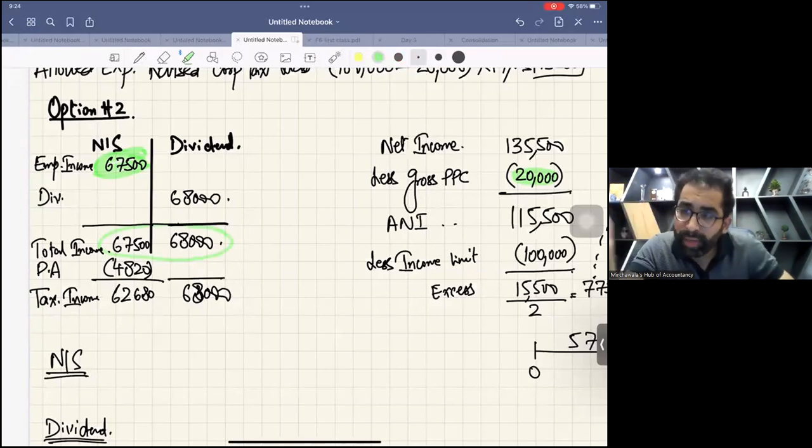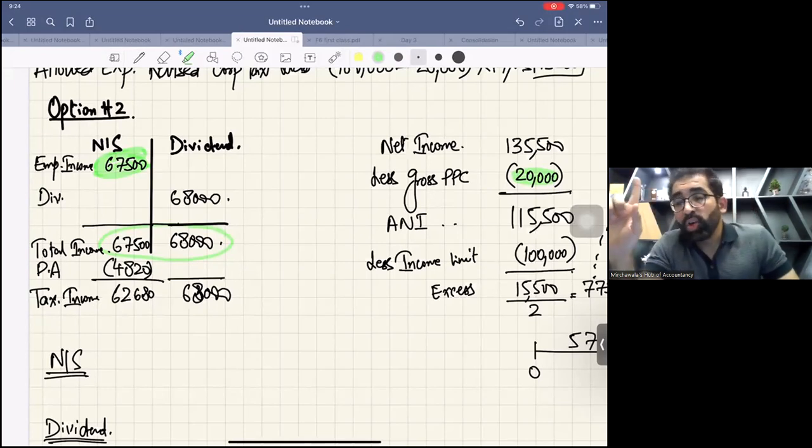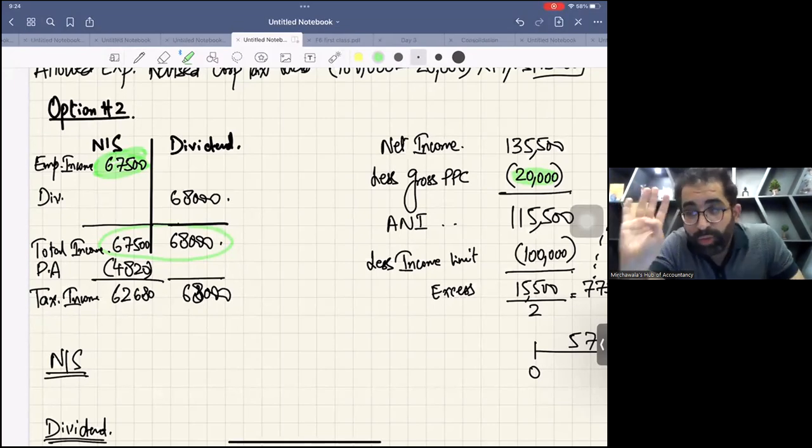But there is no employer NIC in this question, and there is no employer contribution in any pension scheme of employee, and there is no employee contribution in occupational pension. So in this question, your adjusted income will be around 135,500. As it is less than the limit, what was the limit? Can anybody tell me the adjusted income limit? 240,000. Yes. As it is less than 240,000, your annual allowance will remain 40,000.